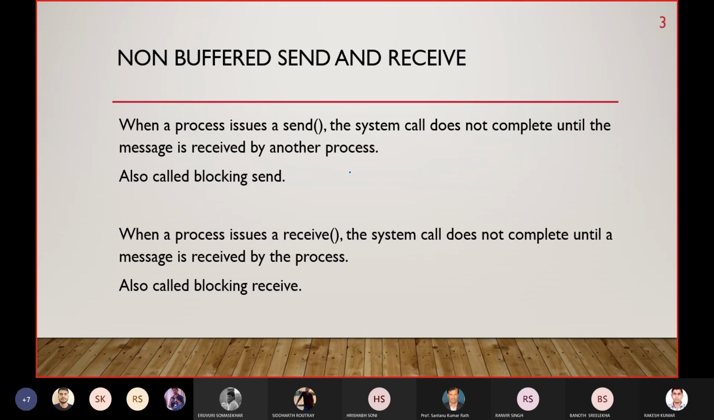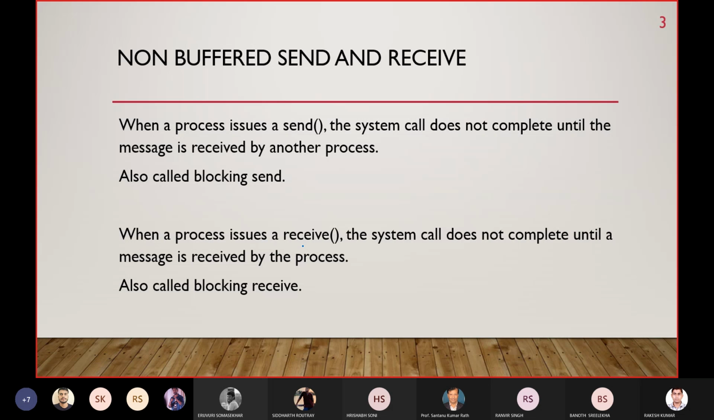First is non-buffered send and receive. With the non-buffered send, when the process issues a send, the system call does not complete until the message is received by another process. We explicitly define the source and destination process. Suppose process A is sending a request; it will block all other system calls until process B gets that message. That's why it is also called blocking send.